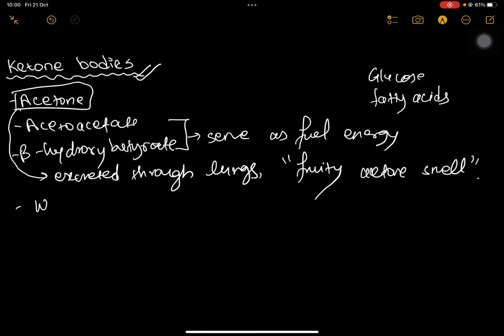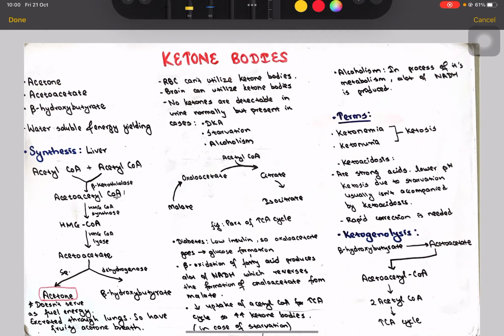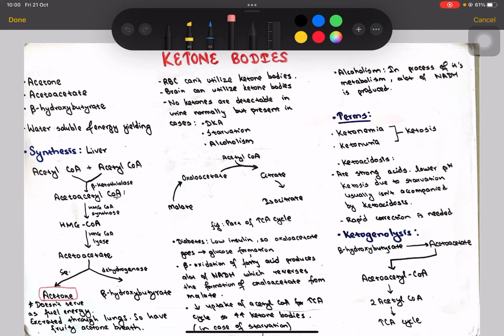These ketone bodies are water soluble and they yield energy. Now let's learn how they are synthesized. These ketone bodies are synthesized in the liver.